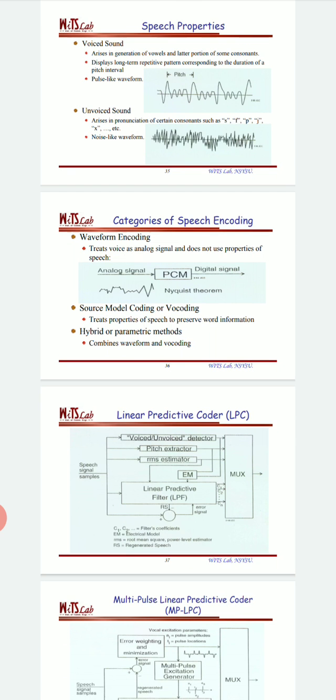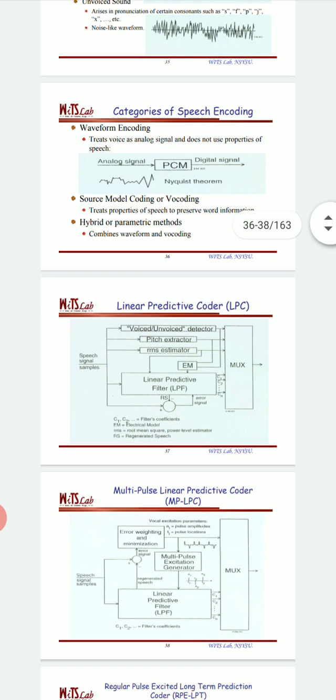Now, when we use LPC, where do we take the data from? From PCM. When we use PCM, we follow the Nyquist theorem and take an analog signal as input. It treats voice or speech, which can be an analog signal, and does not use the properties of speech. It takes only that signal as analog. After the PCM, we get the digitized data.